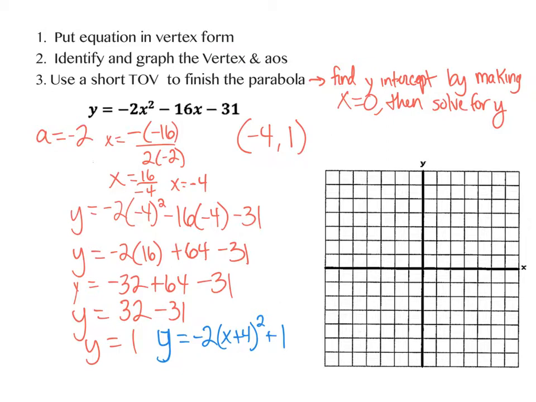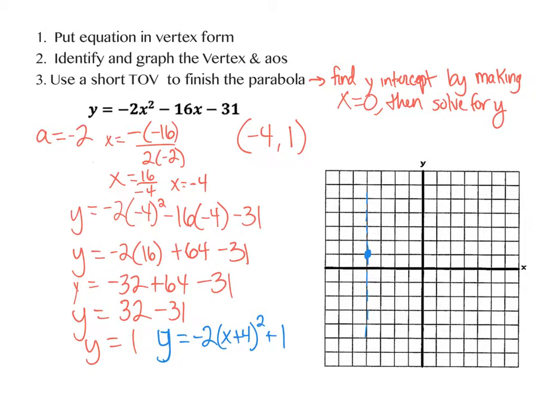Second thing I do is I'm going to do some graphing. I'm going to graph my vertex and I'm going to graph my axis of symmetry. My vertex is negative 4, 1. My axis of symmetry just runs straight through this. This is a dotted line going through the middle.